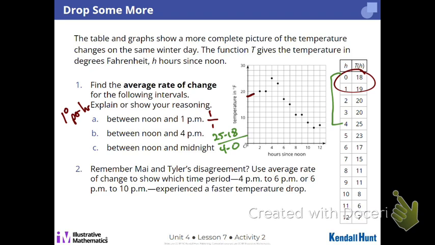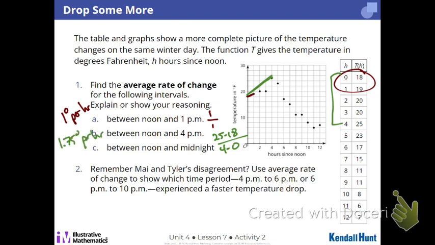4 hours minus 0. This equation, change in y over change in x, looks the same as what equation? Slope. Rise over run. The average rate of change is like the slope between these 2 points. We're just not going to call it slope because this is not a line. It's kind of a line between here and here, right? We're finding the slope of that line. So what this is going to give us is 7 divided by 4, which is 1.75 degrees per hour.